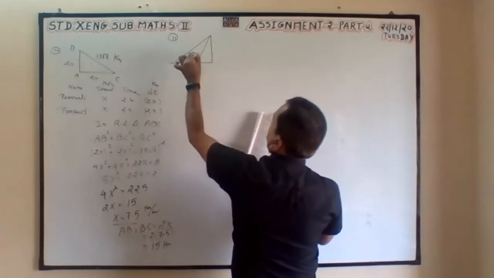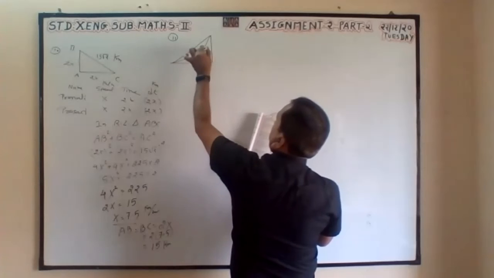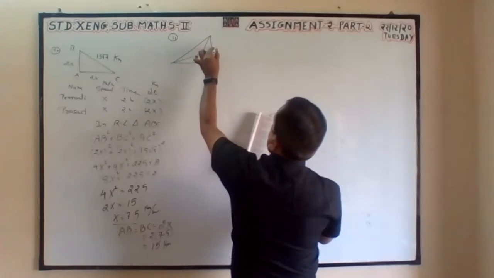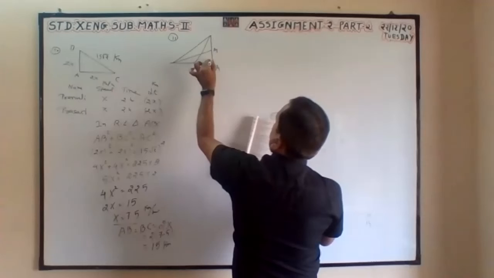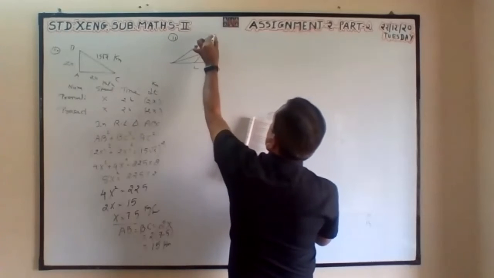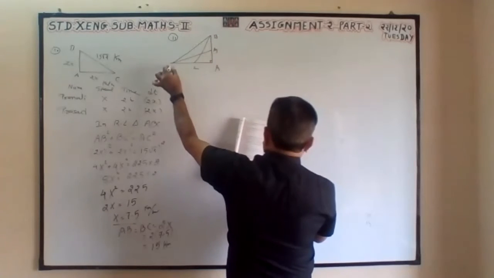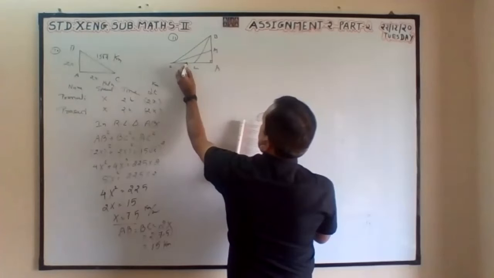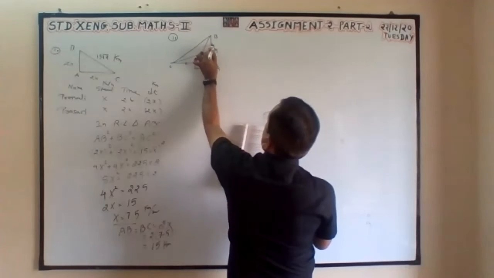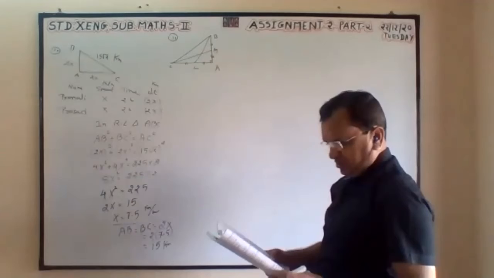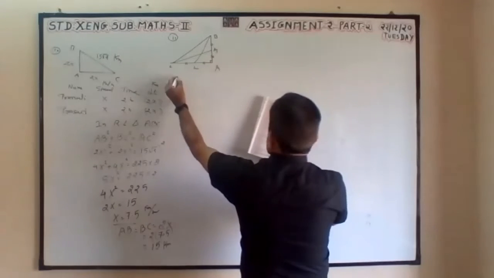This is the midpoint. This is a midpoint. M, L, A, this is 90 degrees. This is B, this is C. These two are equal. These two are equal. What exactly do we have to prove?